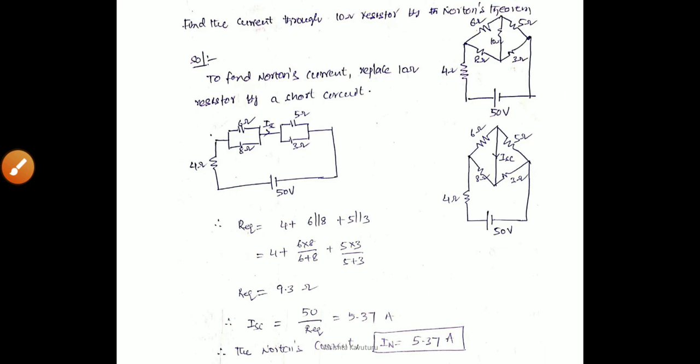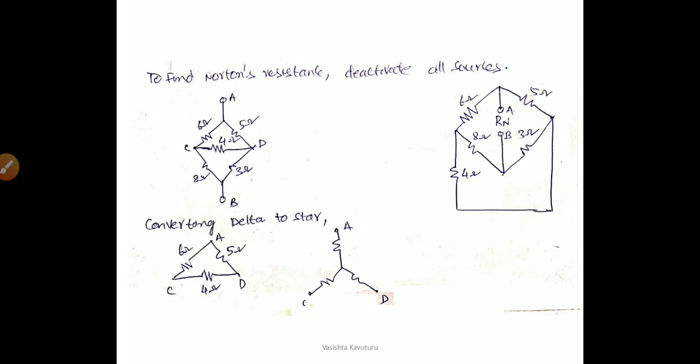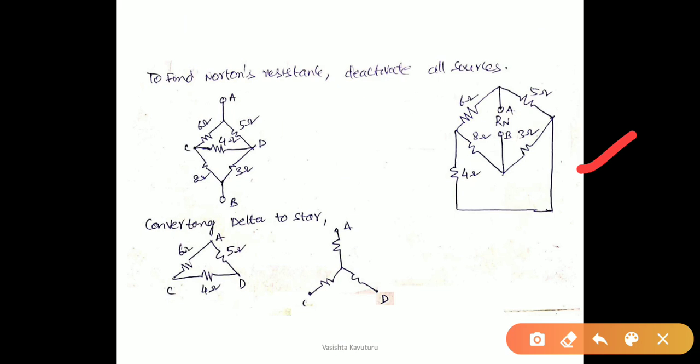Now we have to find out the Norton's resistance. To find the Norton's resistance, we have three steps. The first step is to remove the load resistance to form an open circuit. The second step is to deactivate all the sources in the given network, and the third step is to calculate the Norton's resistance from the open circuit side. Upon removing the load resistance and deactivating the sources, the equivalent circuit is shown in this figure. From this figure, we have to find out the Norton resistance across the two terminals A and B.